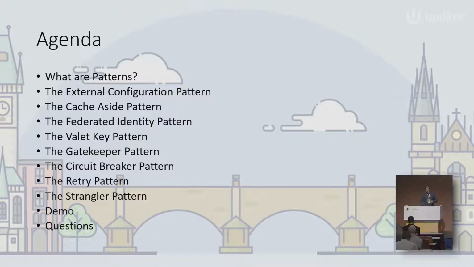So what's the agenda for today? I'll talk about what design patterns are. We'll go through 8 of them. There's going to be the external configuration pattern, the cache aside pattern, the federated identity pattern, which actually is the area that I work in, the Valet Key pattern, the Gatekeeper pattern, the circuit breaker pattern, the Retry pattern, and the Strangler pattern. I'll include some demos in there too, and probably leave the end for questions.